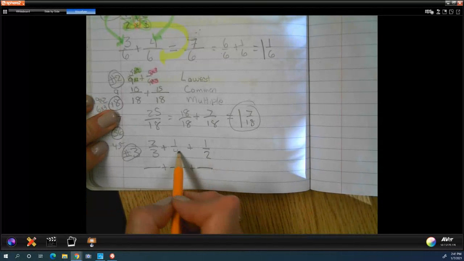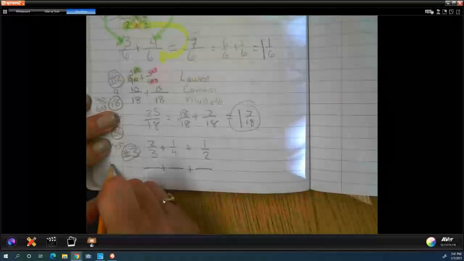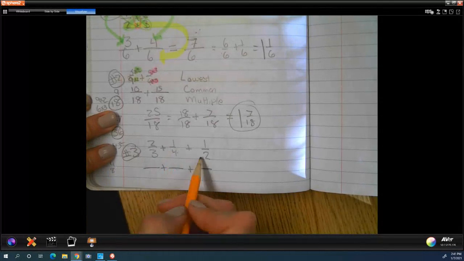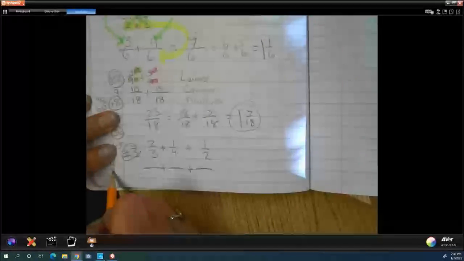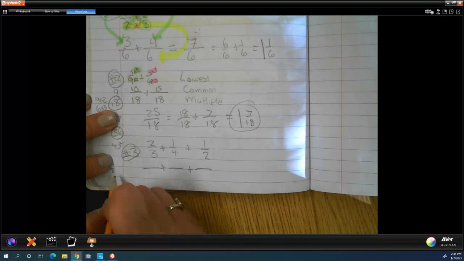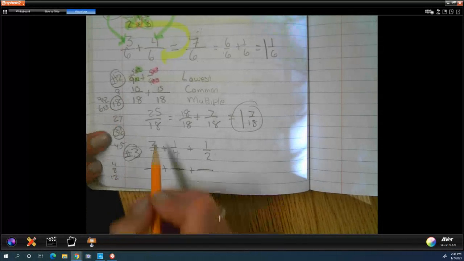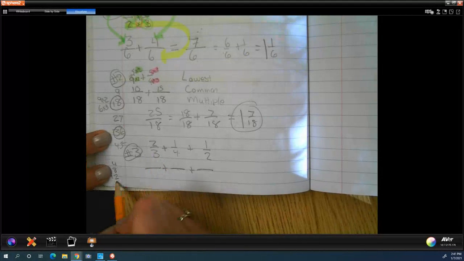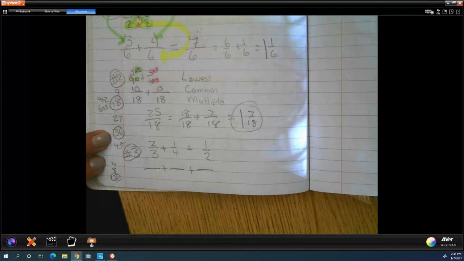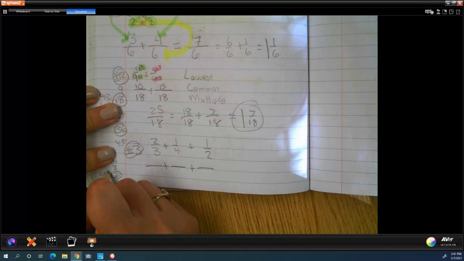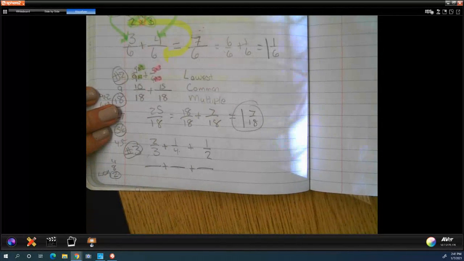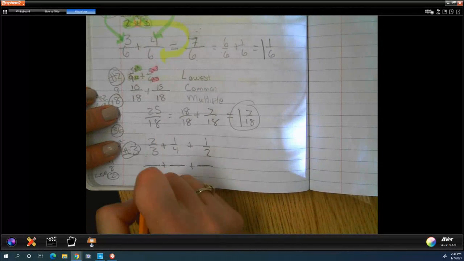So let's start by counting with the bigger number. 4, 8. Well, 2 will go into 8, but 3 will not go into 8. 4, 8, 12. Ooh, 2 goes into 12, 3 goes into 12, and 4 goes into 12. So 12 is my lowest common multiple, right? 12 is my lowest common multiple.